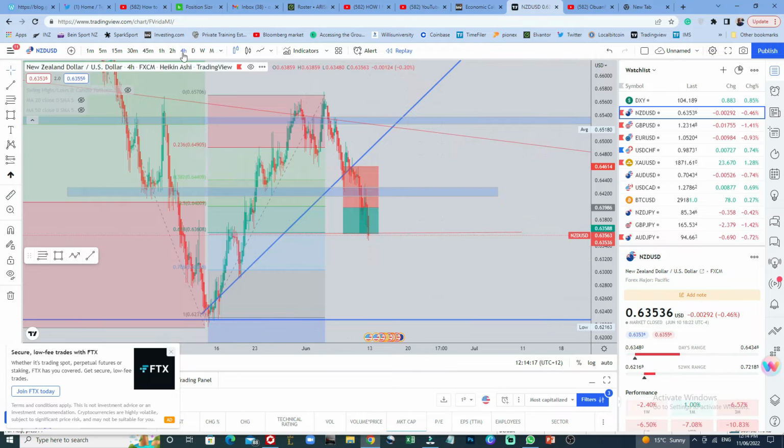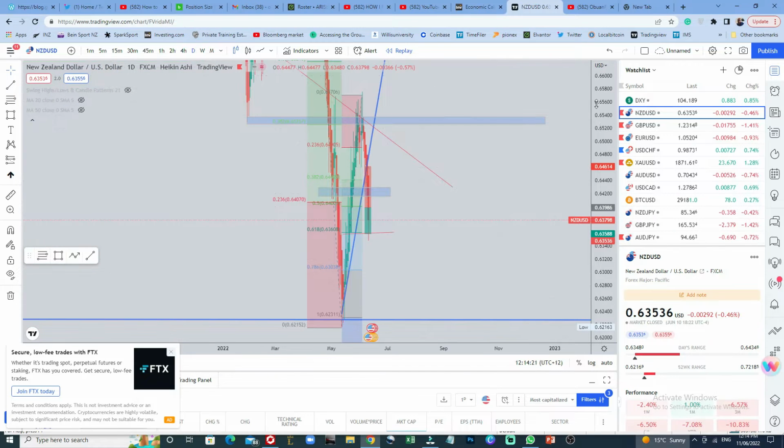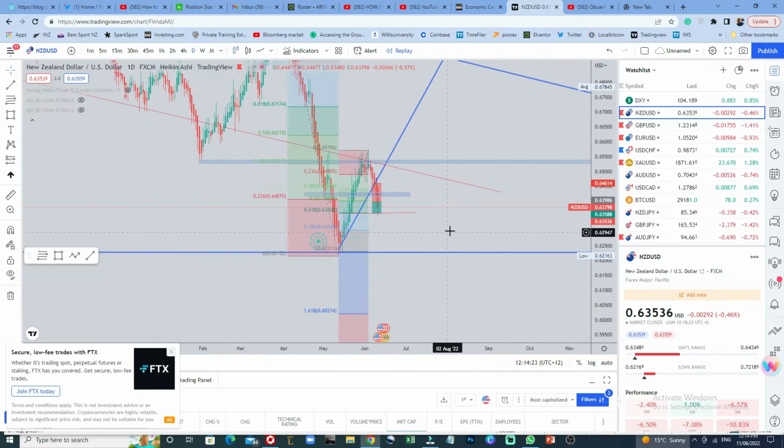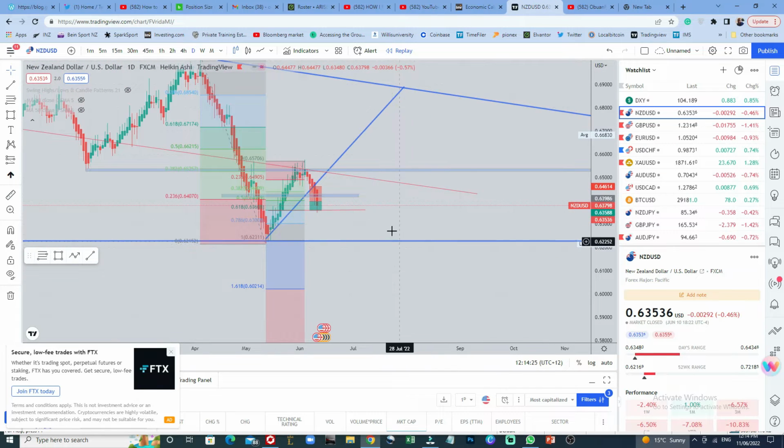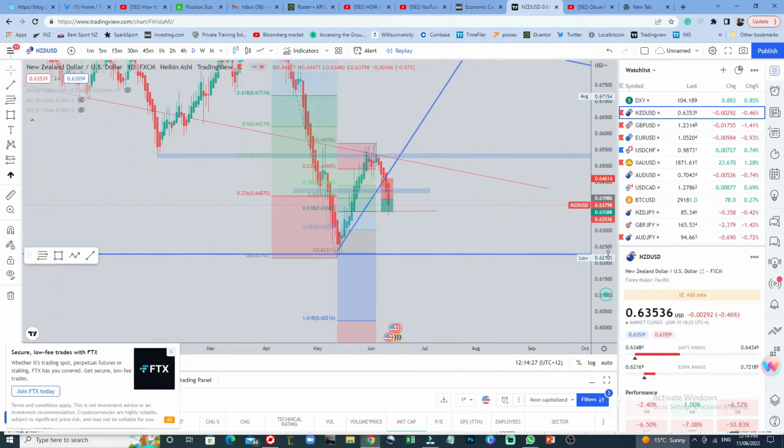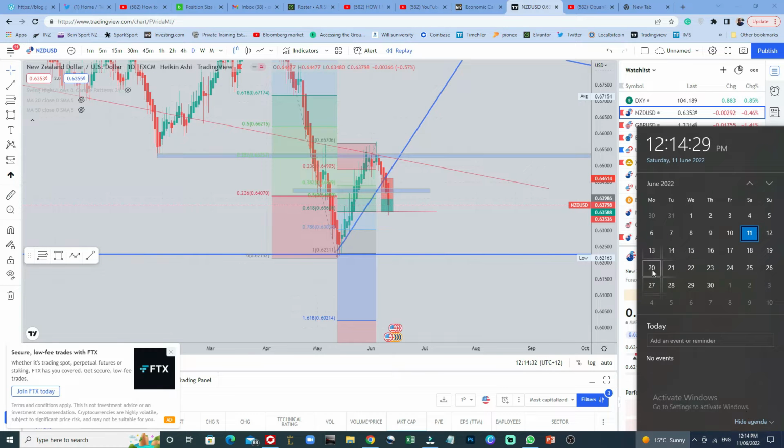Now we have to go back to 4 hours. This is the 4 hours time frame, or let's say the 1 day time frame. So let us try and see the market from a very big picture and see what we might actually encounter in the next week, which will be 13th of June to 17th of June.